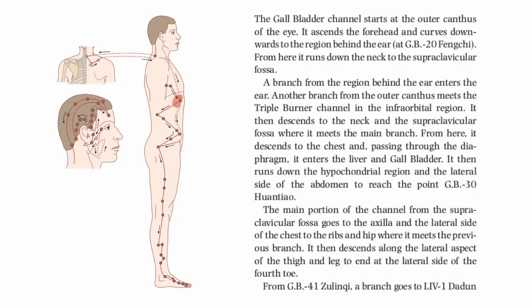It then runs down to the hypochondrial region and the lateral side of the abdomen to reach the point of gallbladder 30. The main portion of the channel from the supraclavicular fossa goes to the axilla and the lateral side of the chest to the ribs and hip, where it meets the previous branch. It then descends along the lateral aspect of the thigh and leg to end at the lateral side of the fourth toe. From GB41, a branch goes to liver 1.